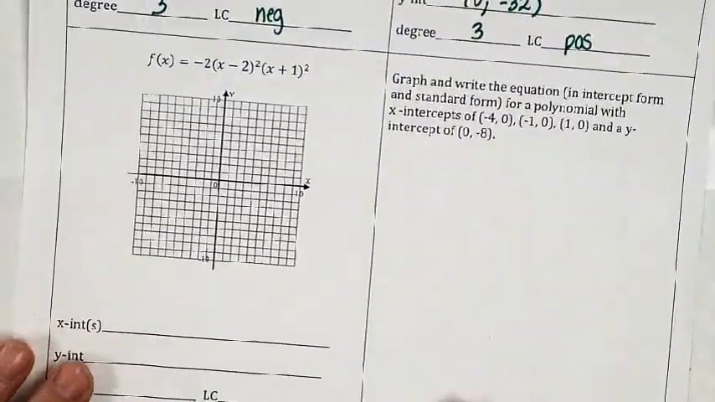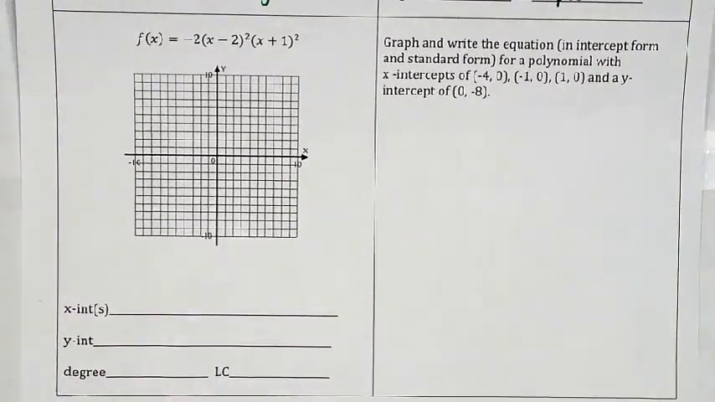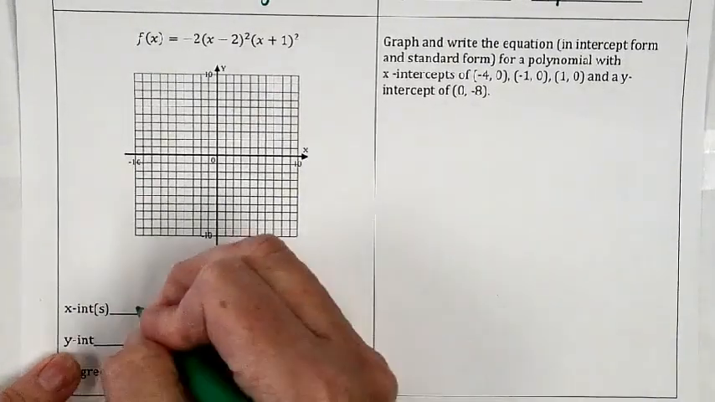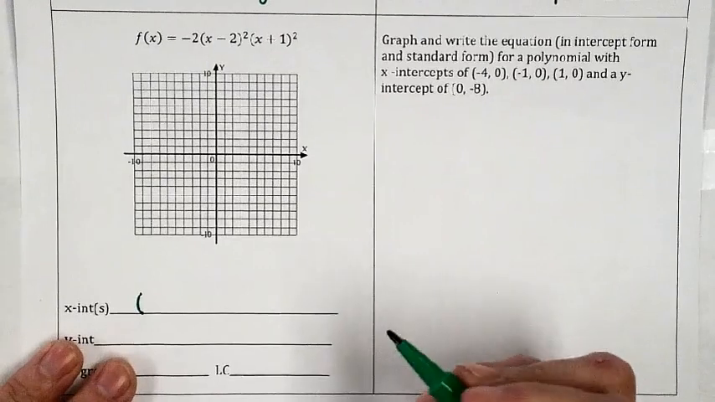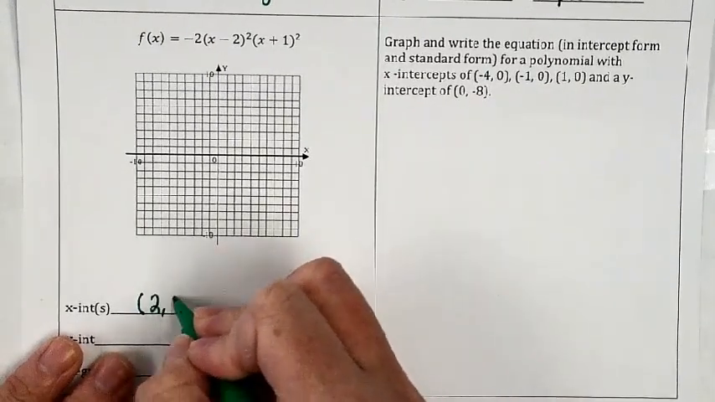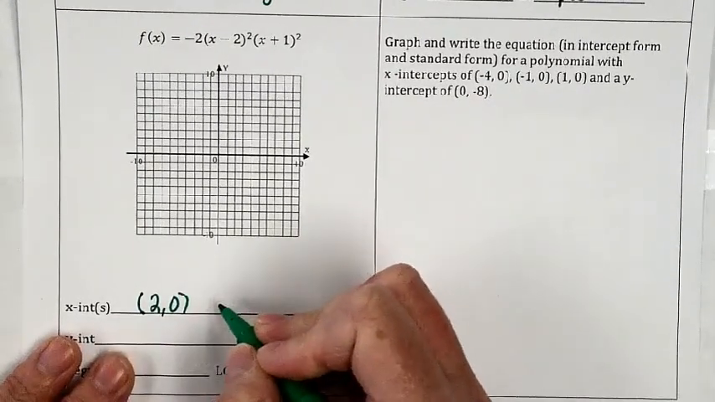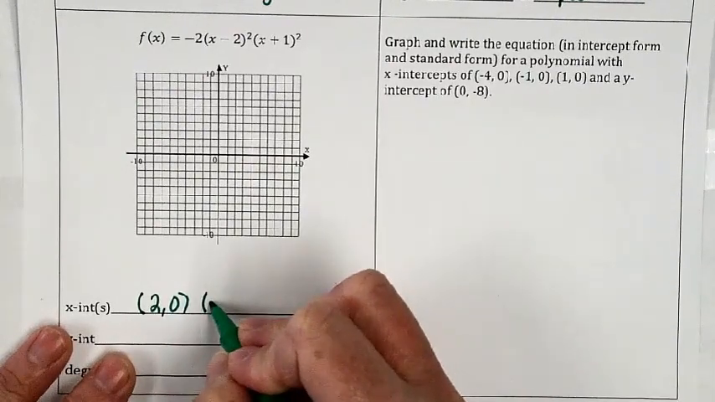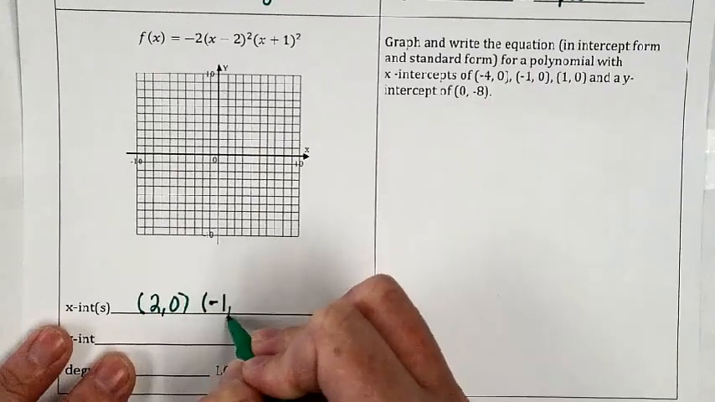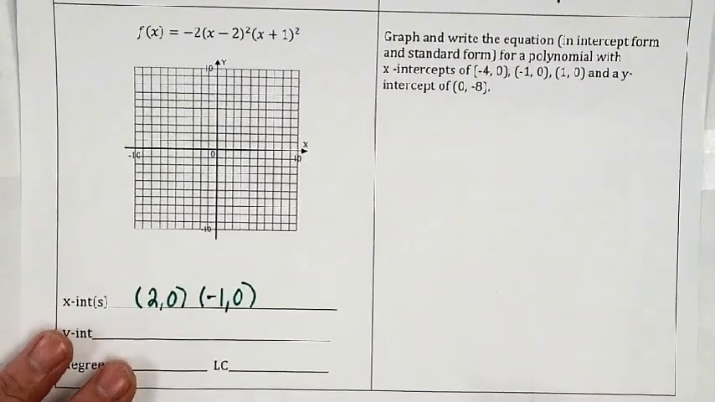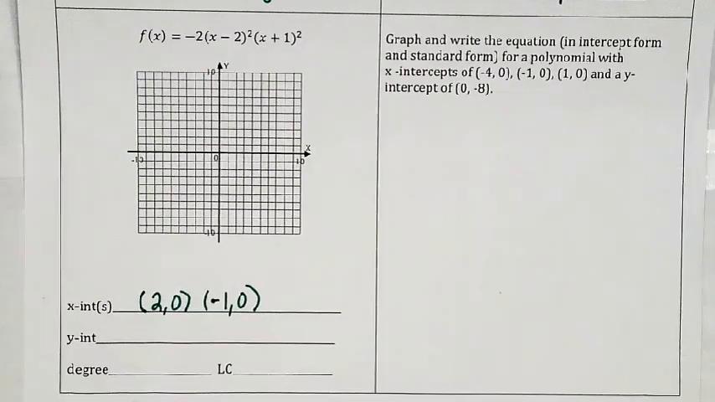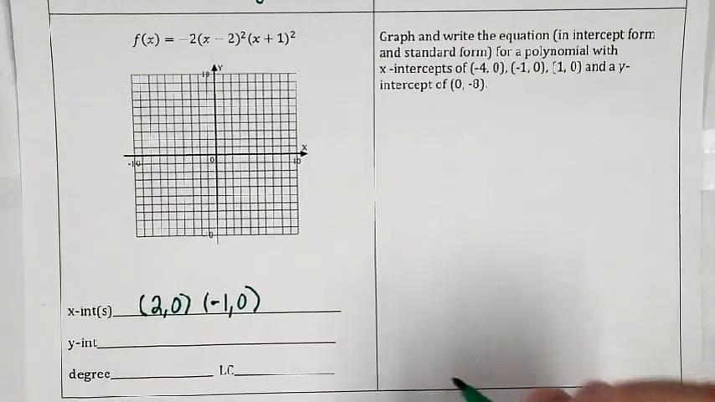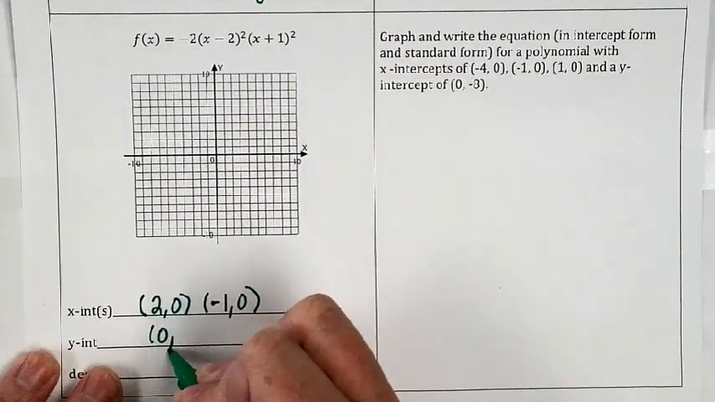Alright, next one. F of x equals negative 2 times x minus 2 squared times x plus 1 squared. So x-intercepts. What is one of my x-intercepts? 2, 0. Do I have another one? Which is? Negative 1, 0. Do I have any more? Nope.